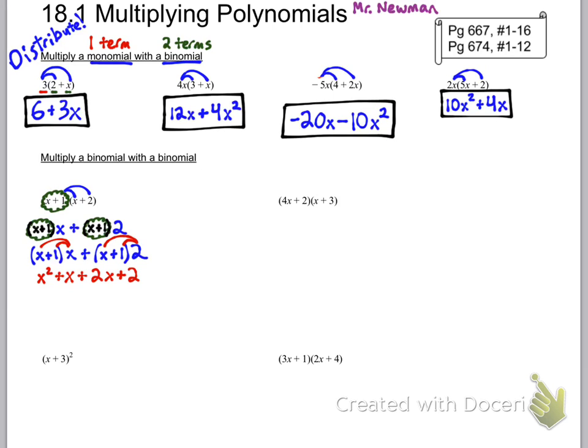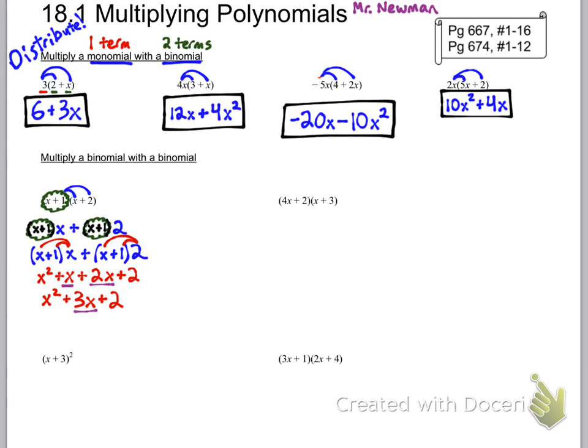Remember, a like term is where a term has the same variable and it has the same power on each variable. Here, our x and our 2x both have the variable x on them, and they're both to the first power, so we can add them. X plus 2x is 3x. So our final answer is x squared plus 3x plus 2.